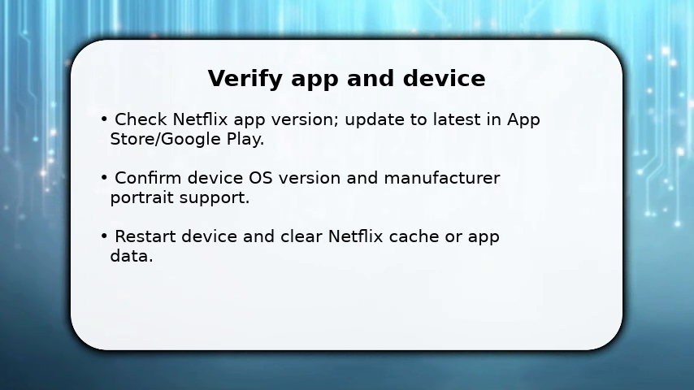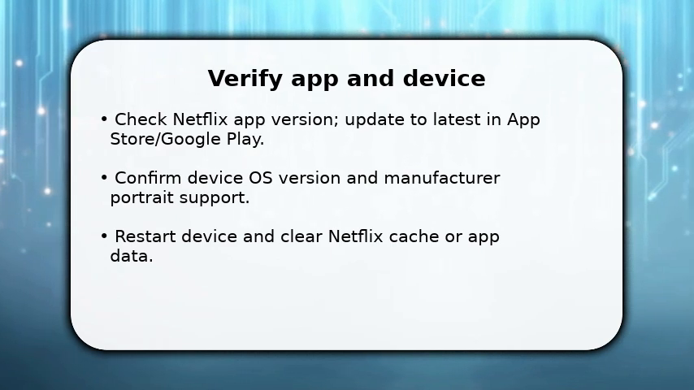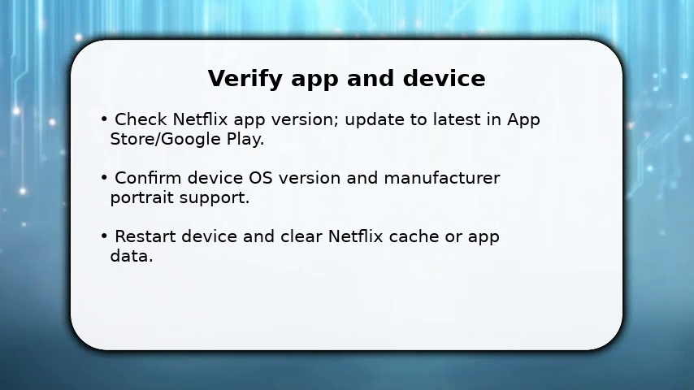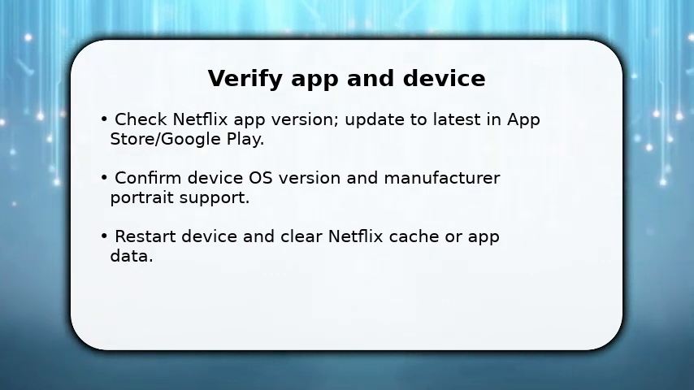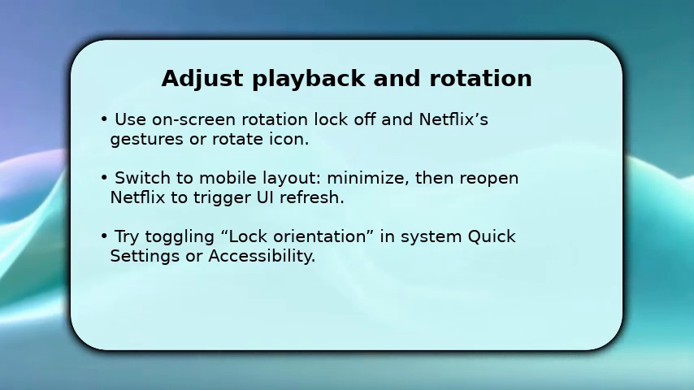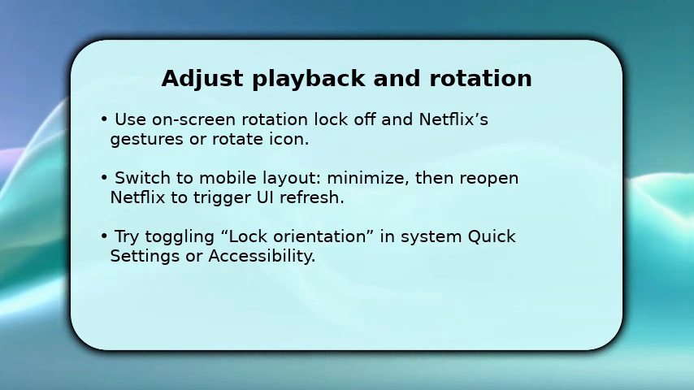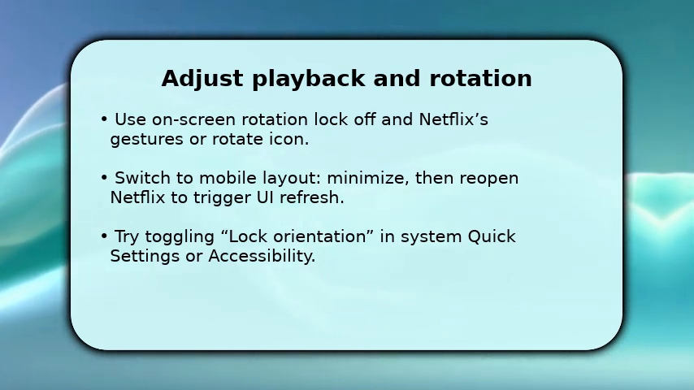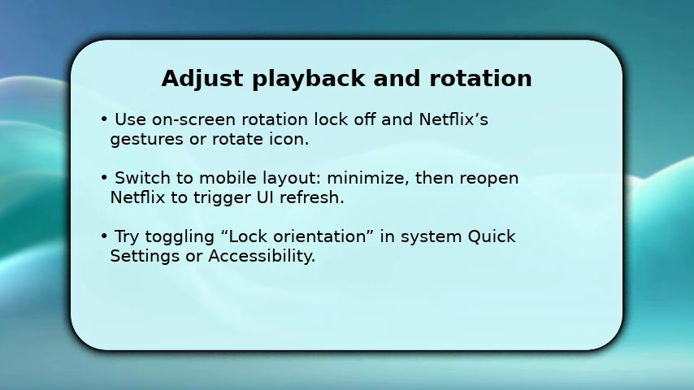You'll need these prerequisites in place before changing playback controls or using workarounds, because outdated software or cached errors often cause portrait mode failures. Next, focus on playback controls and rotation behavior. You should turn off system rotation lock and use Netflix's rotate icon or swipe gestures to force portrait. If that fails, minimize the player and reopen the app to trigger the mobile layout refresh. This often resets UI constraints.